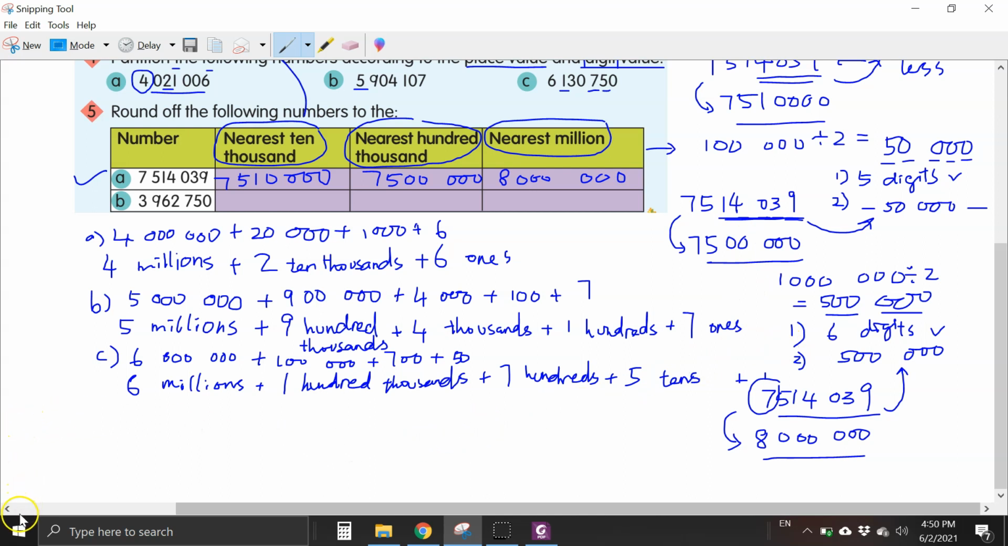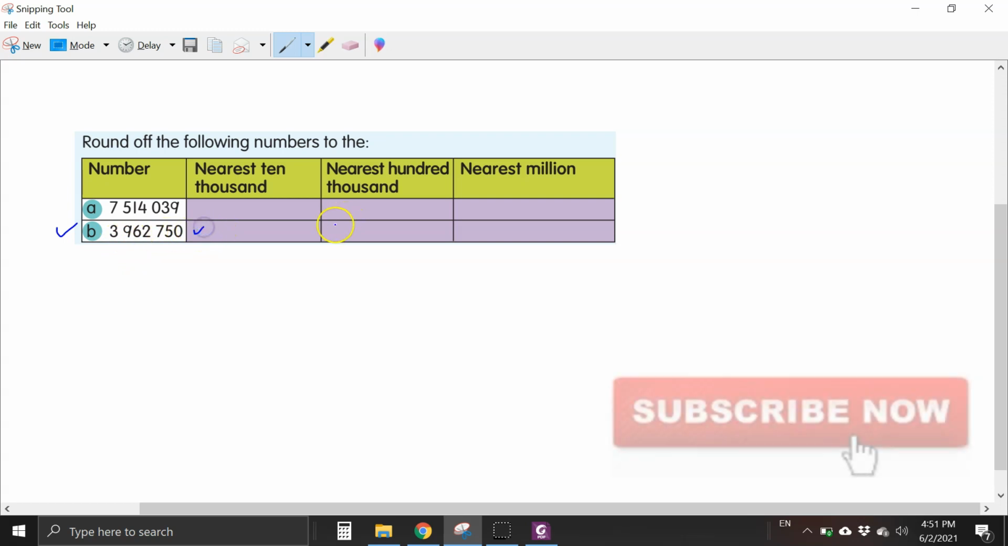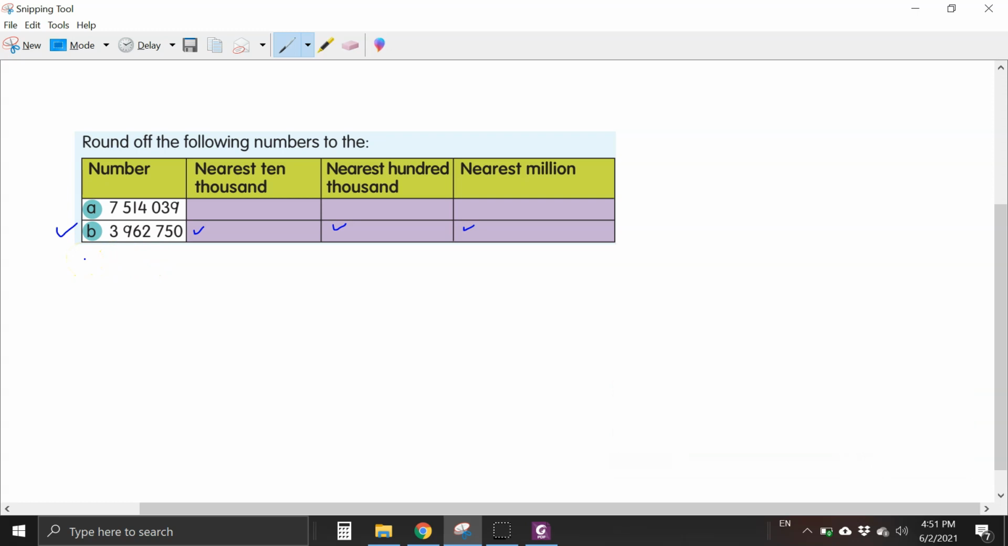Alright, this is how you do rounding off numbers. Bundarkan nombor. Okay, before we continue to question B, why don't you pause the video first and try this out yourself, okay? Pause video dulu, cuba buat yang ni. Try the nearest 10,000, 100,000 and million. Pause the video first and then you check your answer by playing the video. Okay, so have you done it? Okay, pause it now and then we continue.